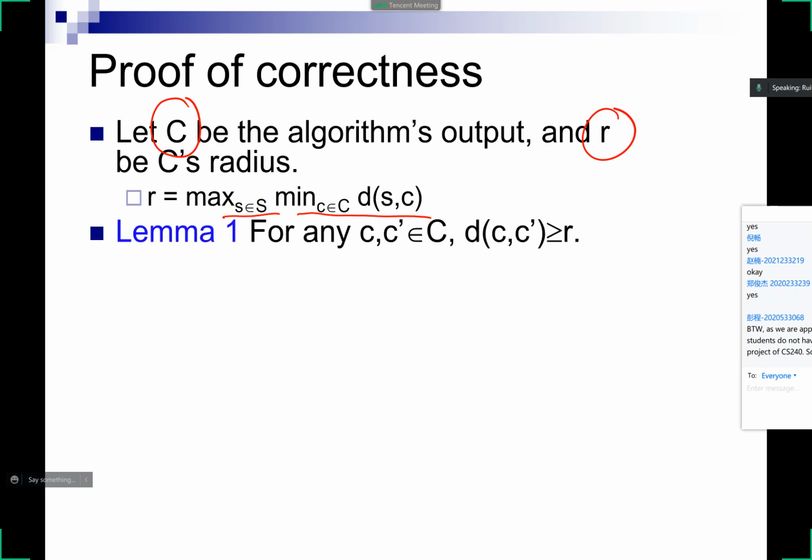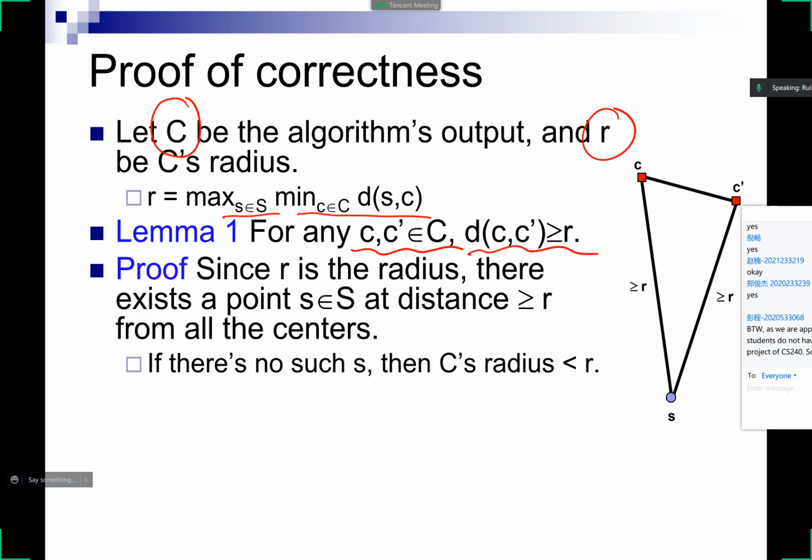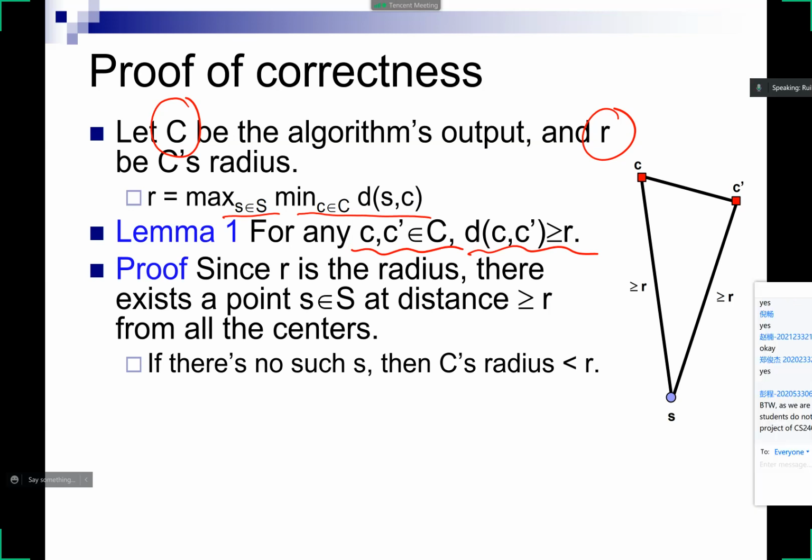Now we need some lemmas. The first lemma is that if you take any two centers that we computed, their distance has to be at least R. Pictorially, if you take, let's say, C and C prime, these two red dots, two centers that we output, then the claim is that their distance has to be at least R. This is going to be a proof by contradiction. Let's assume that their distance is less than R. First of all, we know that there is some point S which is at distance at least R from all of the centers.